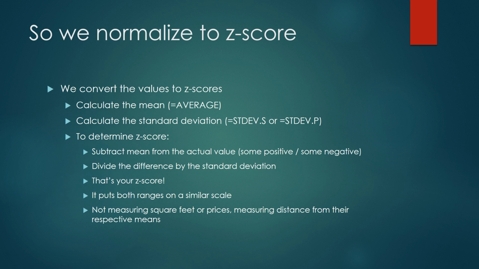Then we're going to divide that difference by the standard deviation. And that is your z-score. Again, you'll get some positive z-scores and some negative z-scores. But by converting to z-scores, it puts both ranges on a similar scale. And now we're not really measuring square feet or prices. We're measuring the distance from the respective means in both of those sets, both of those lists of numbers.